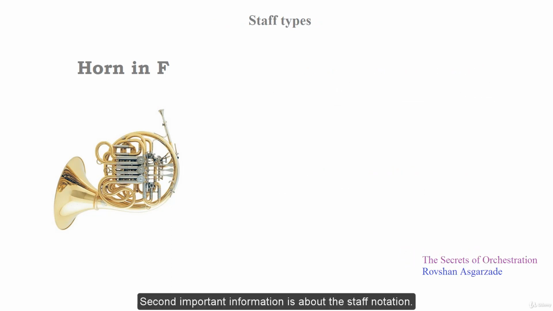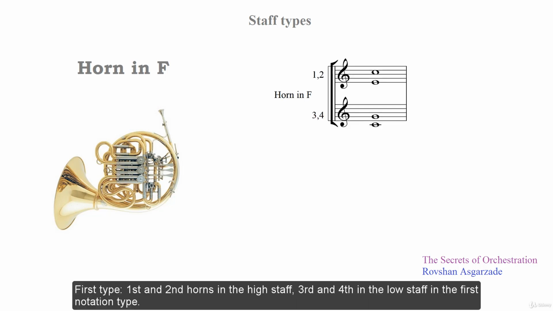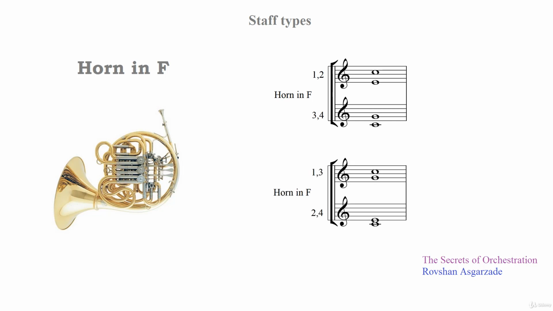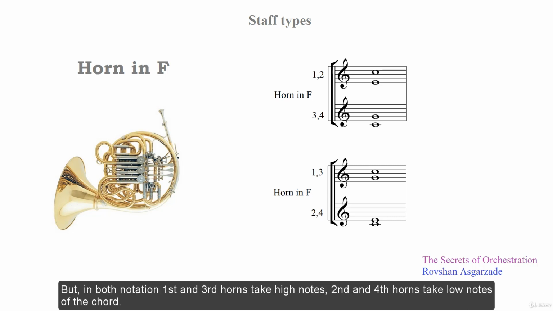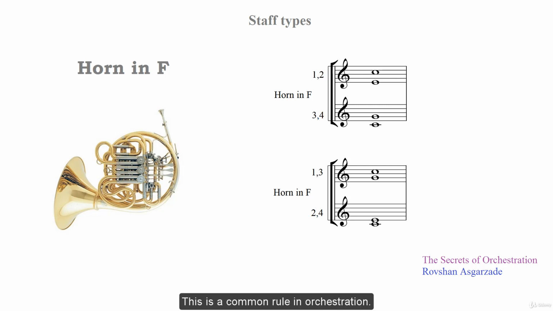The second important information is about the staff notation. Two types of staff notation are used. First type: first and second horns in the high staff, third and fourth in the low staff. Second type: first and third horns in the high staff, second and fourth horns in the low staff. But in both notations, first and third horns take high notes, second and fourth horns take low notes of the chord. This is a common rule in orchestration.